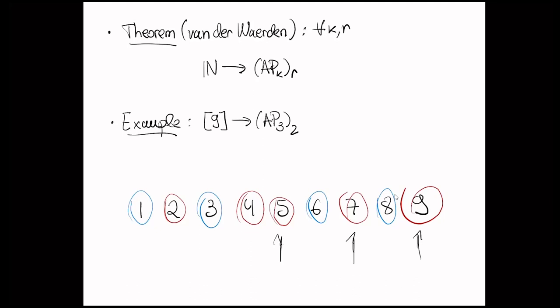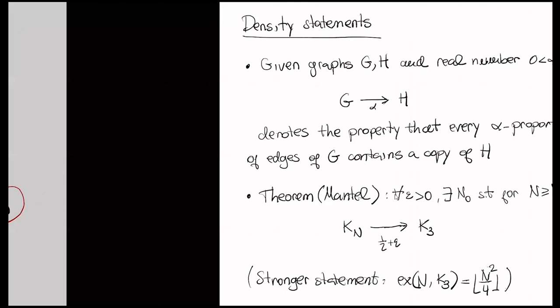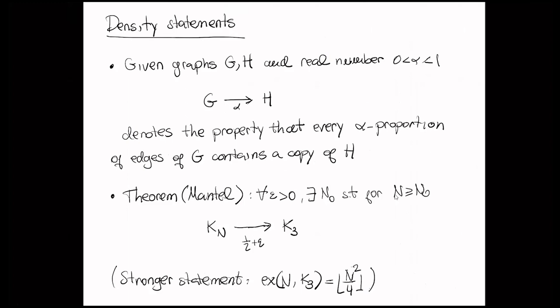Now I want to talk about the other thing, right? The density. So what is a density statement? Let's try to maintain the same examples, but now we look in the sense of density. We were talking about finding monochromatic copies of graphs. Now we are going to do that not with colors, but in the context of density. So given two graphs, G and H, and a real number alpha, I will say that G alpha-arrows H if whenever you take an alpha proportion of the edges, I have a copy of H.